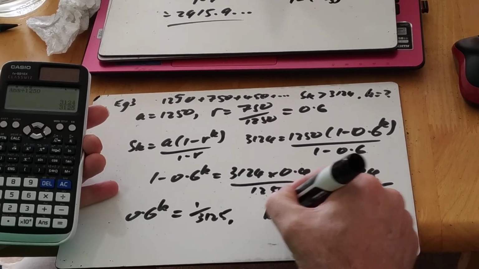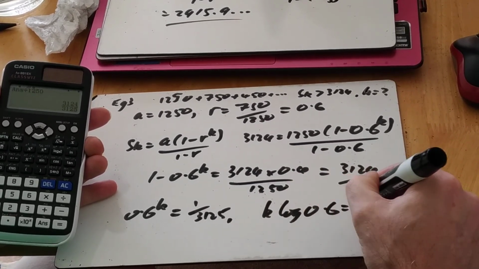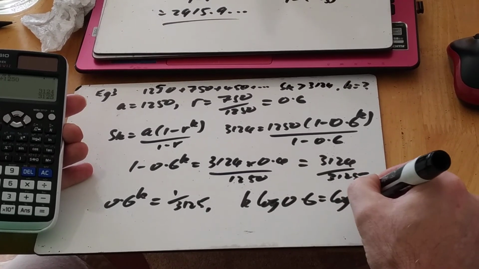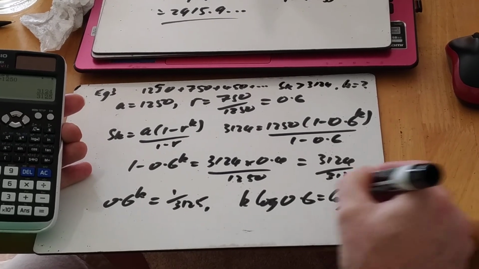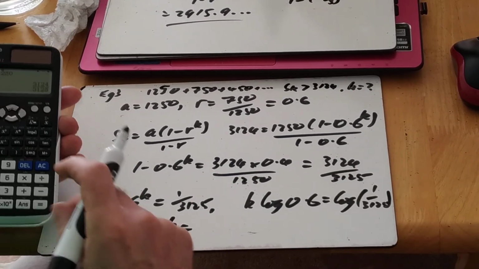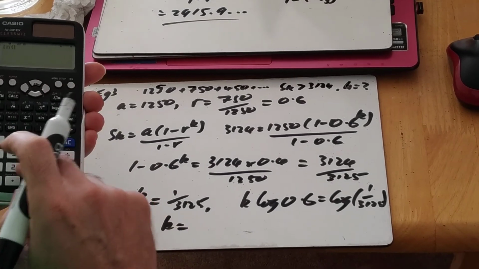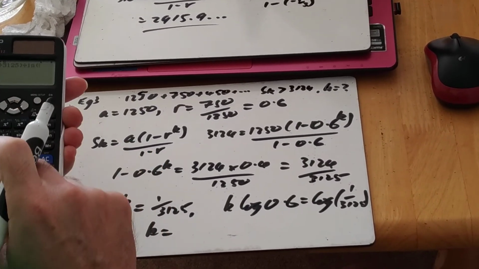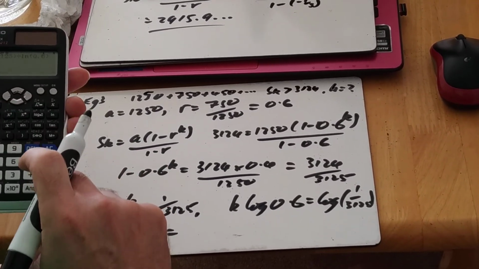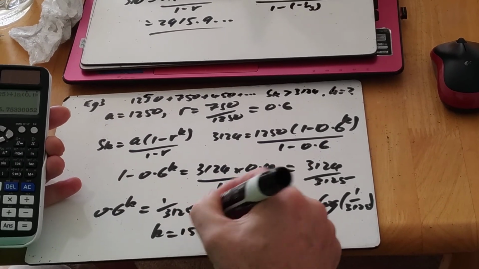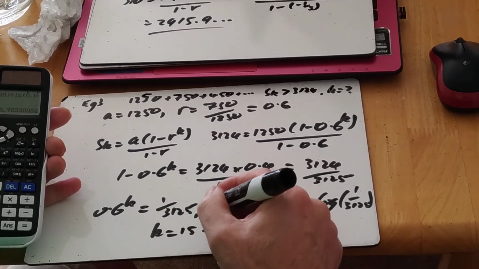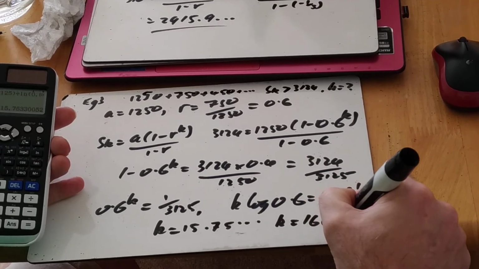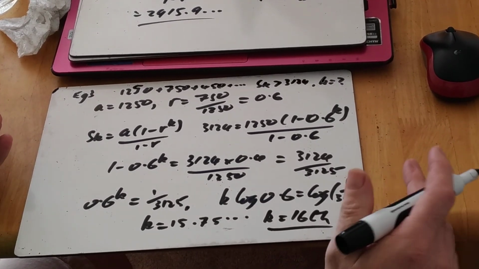Take logs. So k log 0.6 equals log of 1 over 3125, and k is log of that over log of that. So press my log button, 1 divided by 3125 close brackets, divided by log 0.6 close brackets equals 15.7. There's no minus 1 in this formula, so all I have to do is say that k is the 16th. Take that value and round it up. And that's all there is to it.